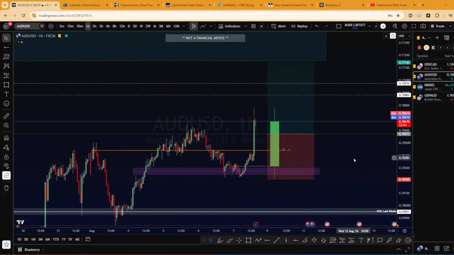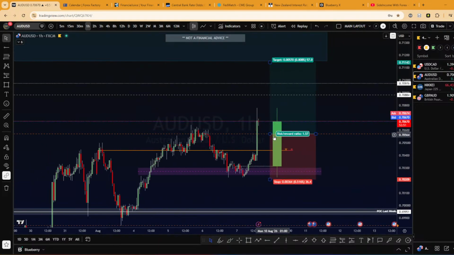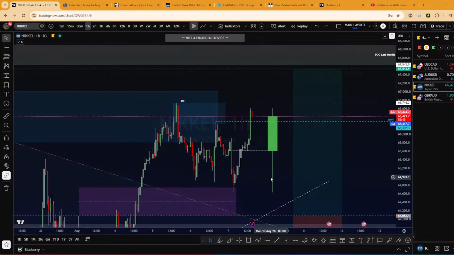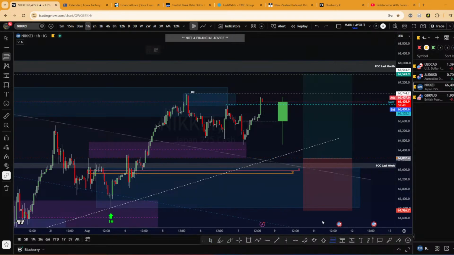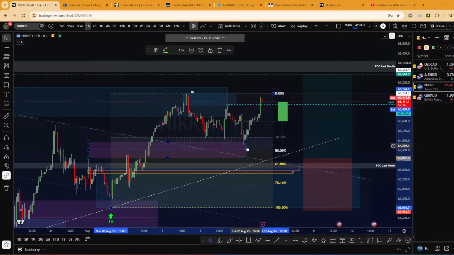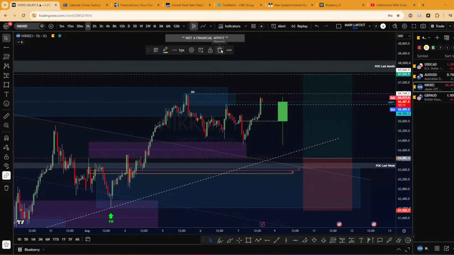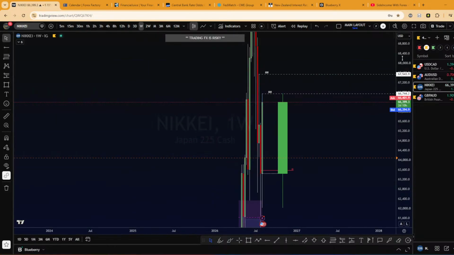Aussie, interesting. Need to see some retracement first. So the Nikkei is interesting because it seems like we retrace around the 38.2%. If I take from this low, we could consider that we already touched the 50%. So yeah, Nikkei is very interesting.